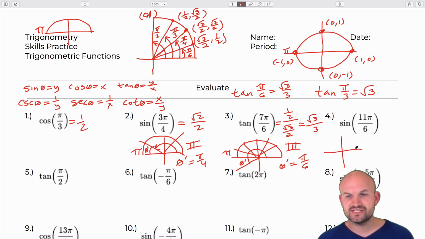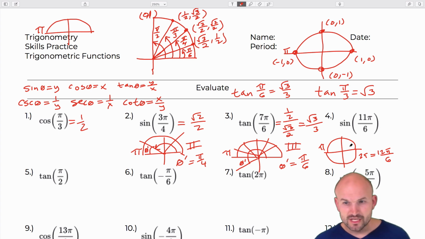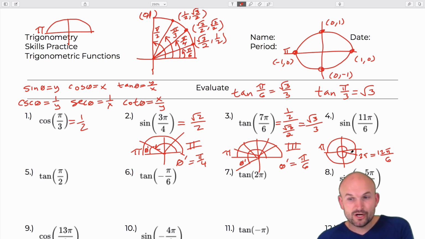Hopefully you guys can understand then if here is pi, then all the way around the circle is 2 pi, or 12 pi over 6. So therefore my angle is all the way around except I'm at 11 pi over 6. That means I am pi over 6 short. So that is going to be my reference angle. So my reference angle, again, is how far your angle is away from the x-axis. And in this case, I am at pi over 6.